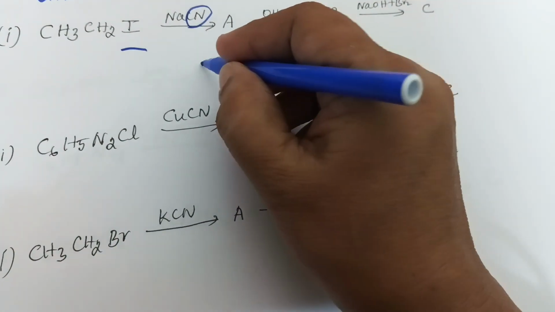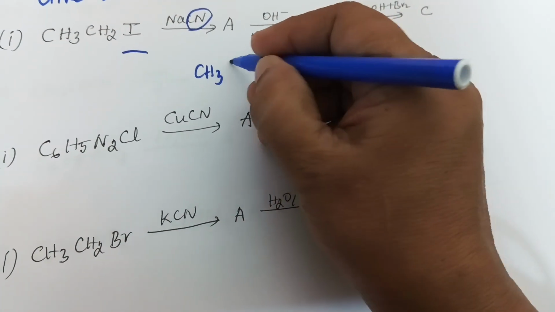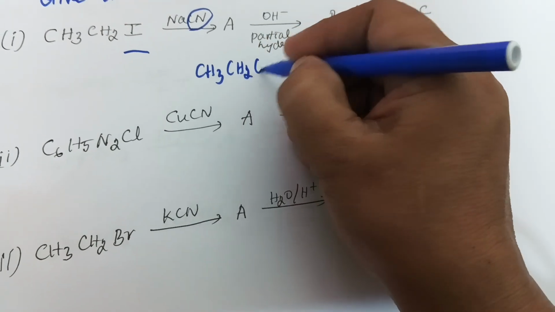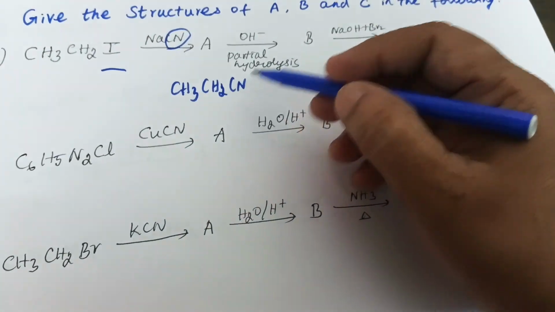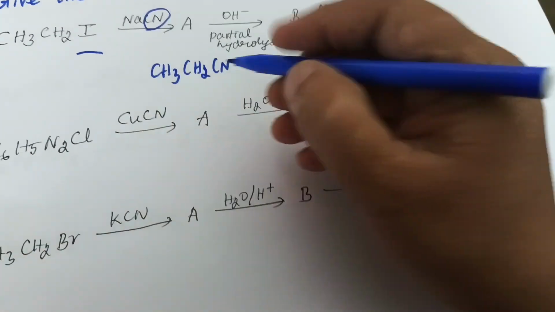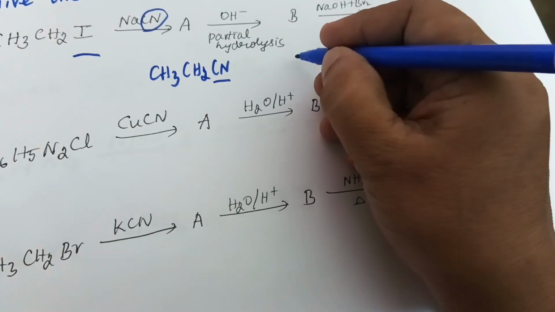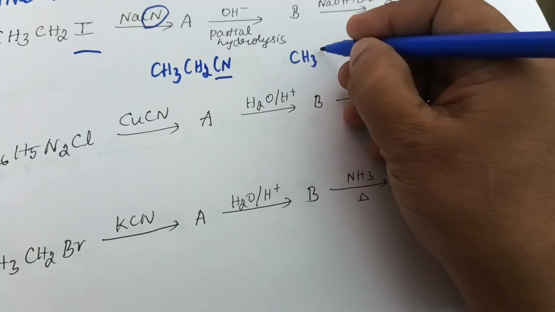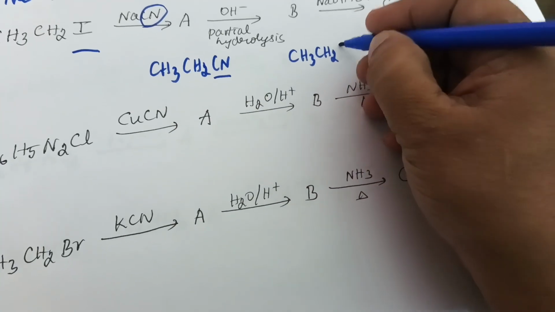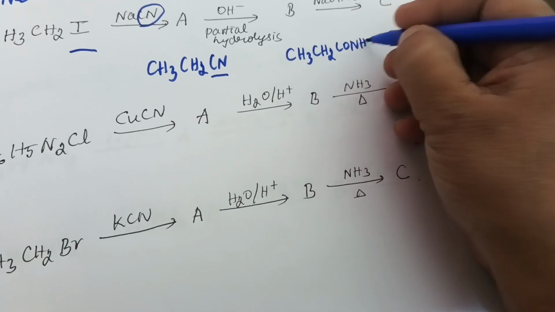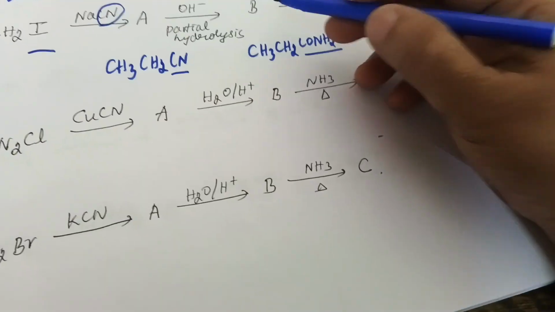So the answer for A is CH3CH2CN. Now this is undergoing partial hydrolysis. So the functional group is cyanide. Cyanide on partial hydrolysis gives amide. So CH3CH2CONH2, amide. So next, that is B.